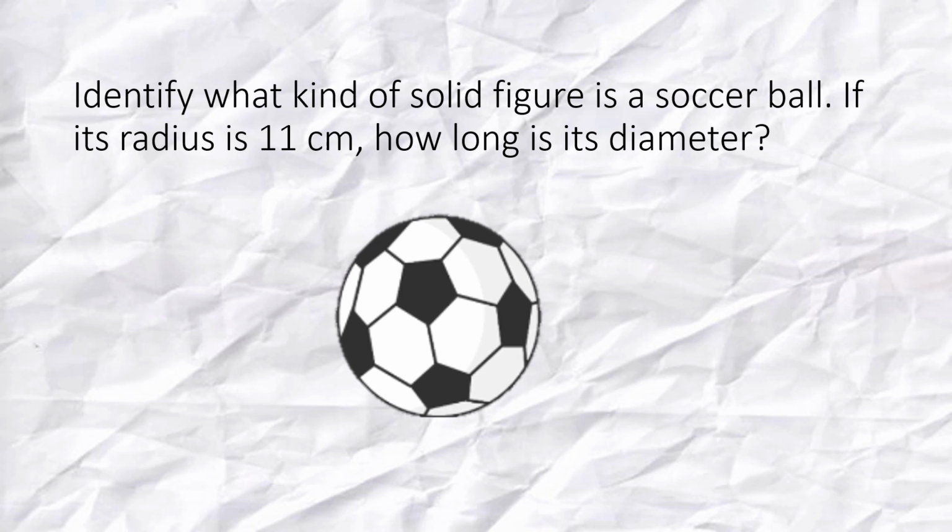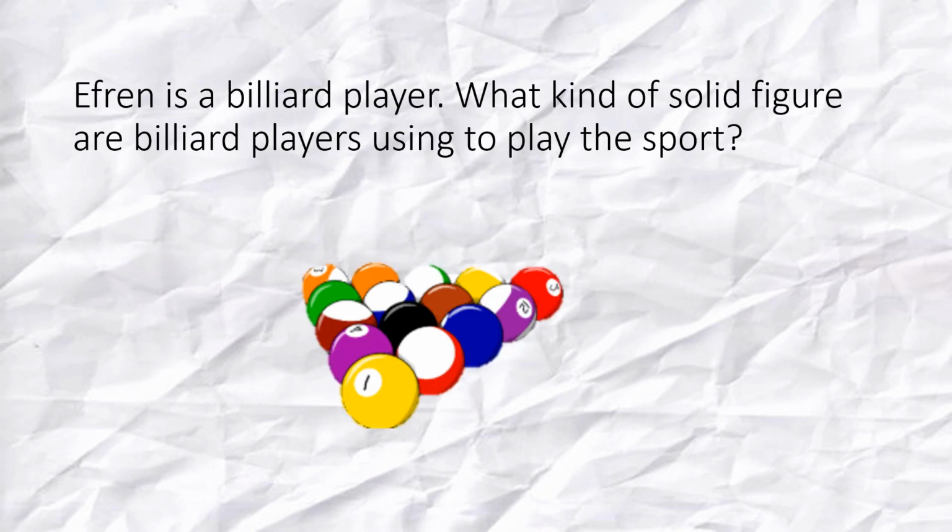Identify what kind of solid figure a soccer ball is. If its radius is 11 cm, how long is its diameter? Take note that a soccer ball has no edges or vertices. This kind of solid figure is a sphere. Remember that the diameter is twice the radius. Since the radius is 11 cm, then the diameter will be 22 cm.